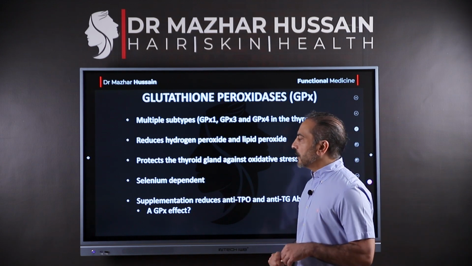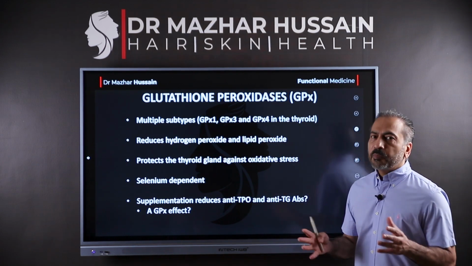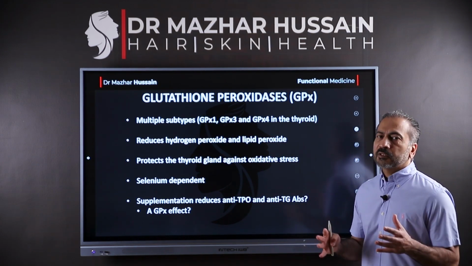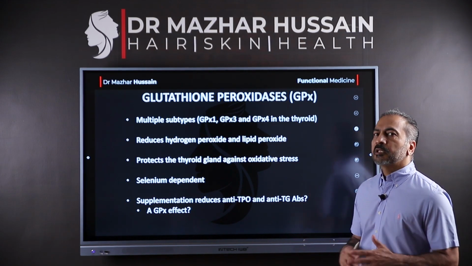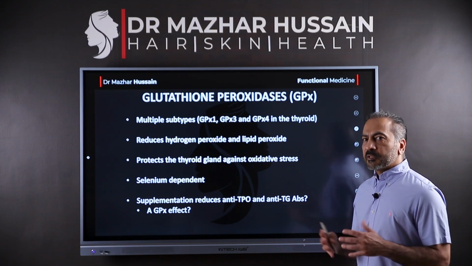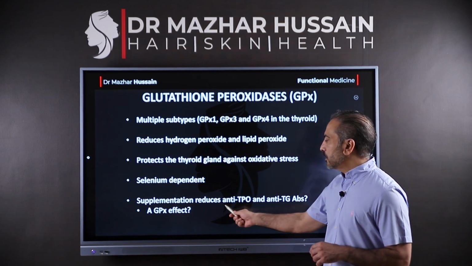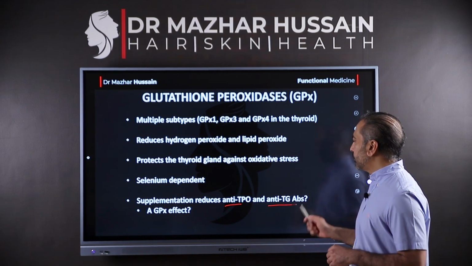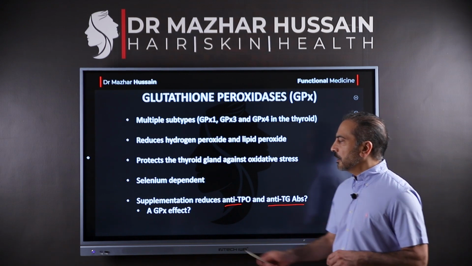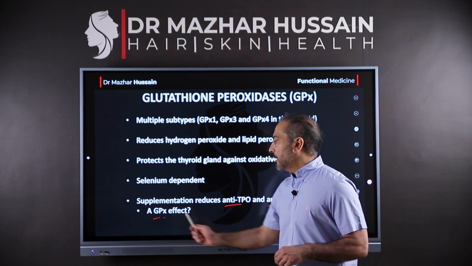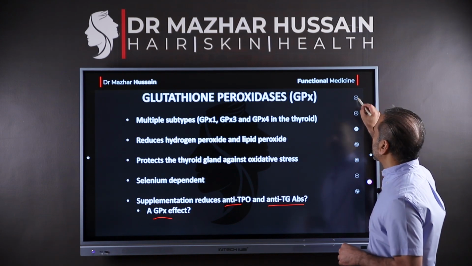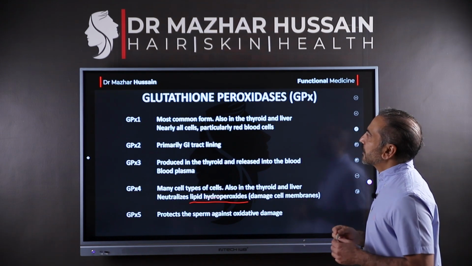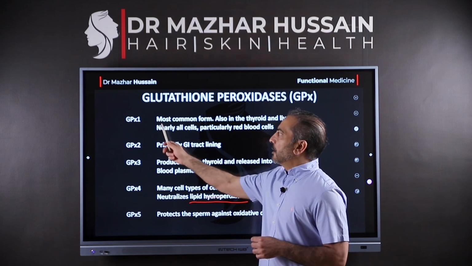This is also selenium dependent, and this may be the reason why patients with Hashimoto's, who have thyroid antibodies, see a reduction in the number of anti-TPO and anti-TG antibodies if you supplement with selenium. This may be a GPX effect. This is not totally clear yet. So let's just look at some of the subtypes.